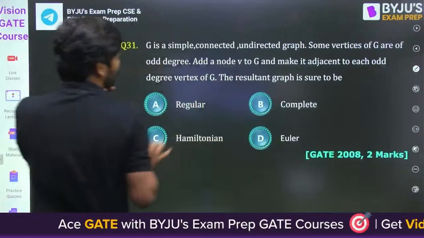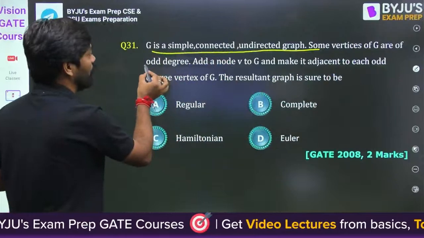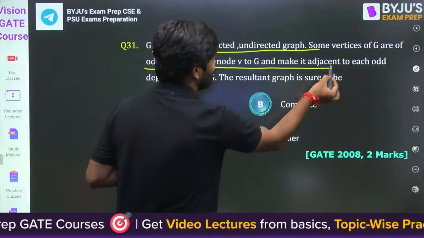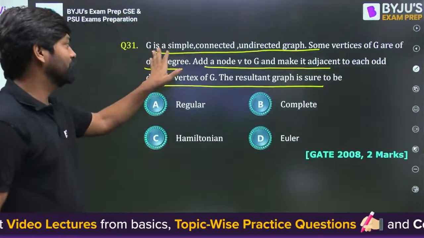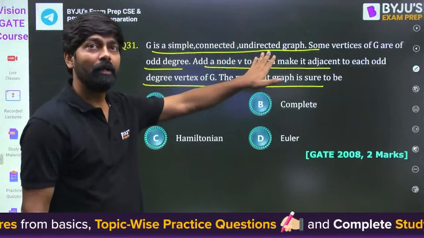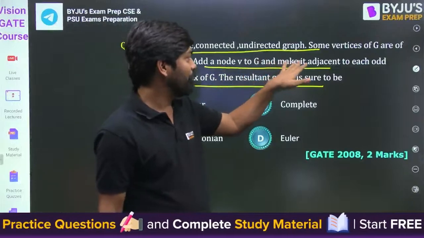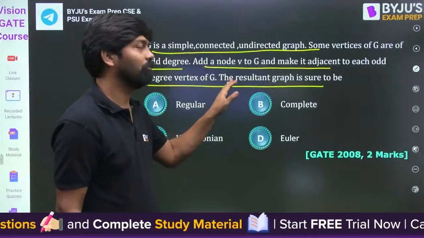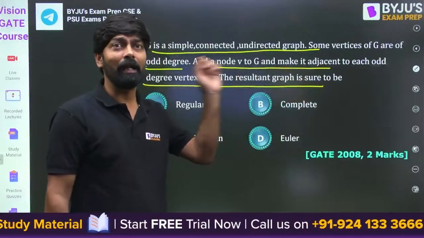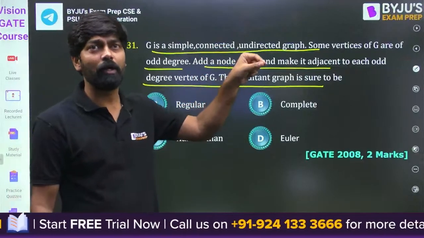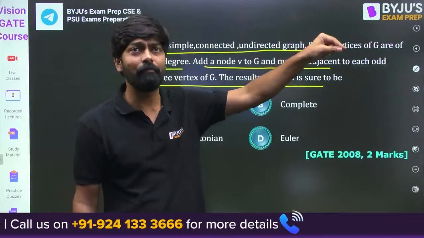Now, in this question, they are telling: let G be a simple connected undirected graph. Some vertices of G are of odd degree. Add a node V to G and make it adjacent to each odd degree vertex of G. The resultant graph is sure to be what? What does it actually mean? Some vertices are of odd degree, which means some are even. And they are also telling us to add one more vertex and make it adjacent to the vertices which have odd degree.